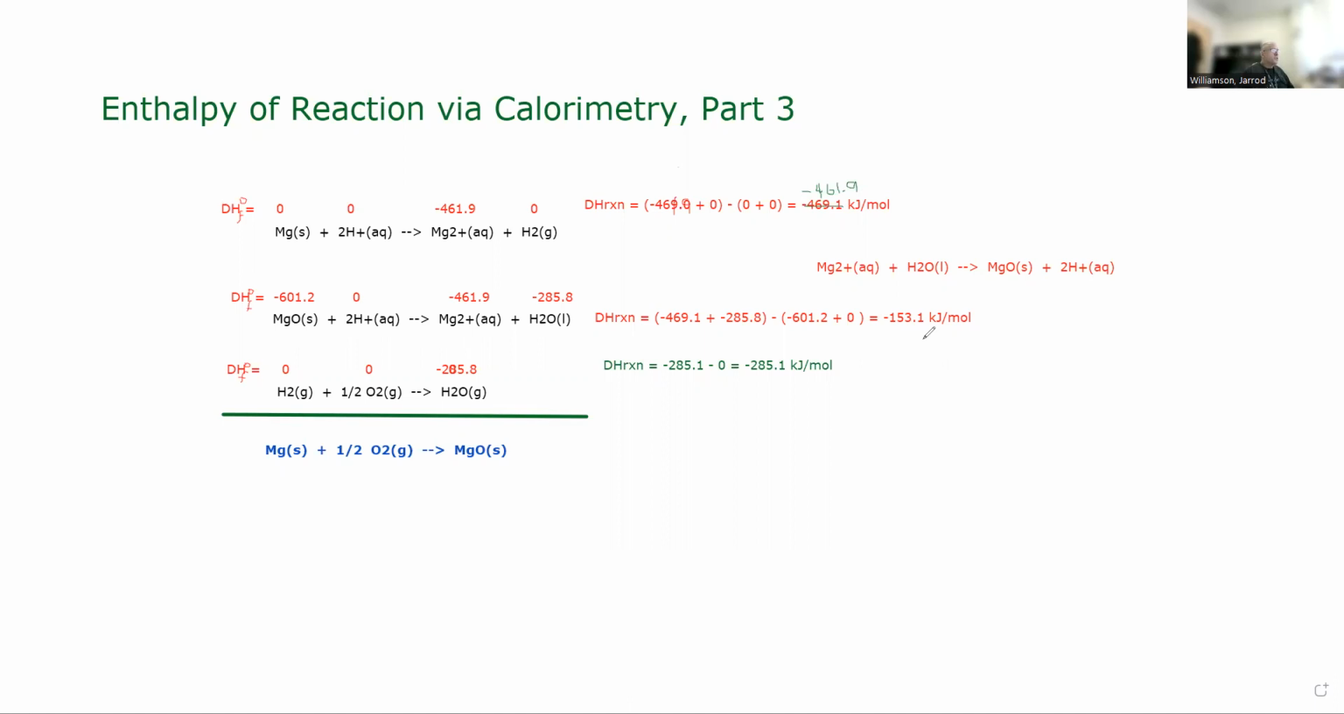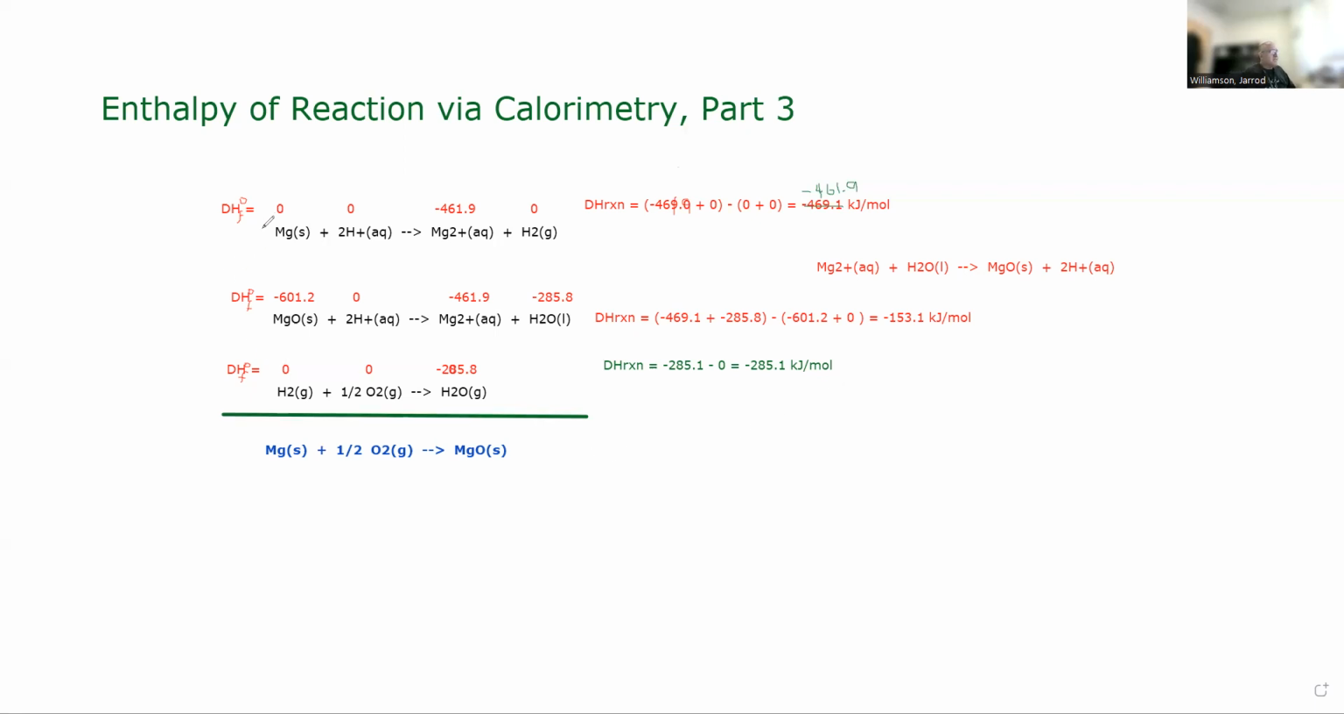Then in the instructions, it said I need to get the enthalpy of formation of water, and that is this reaction right here. And the enthalpy of reaction for this is negative 285.1 kilojoules per mole.